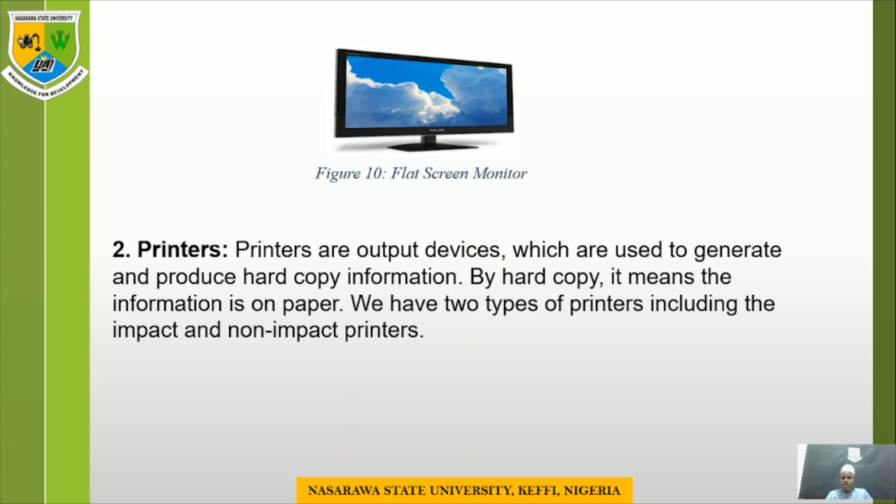Then another example of an output device is a printer. Printers are output devices which are used to generate and produce hard copy information. You know, printers will produce hard copy information.